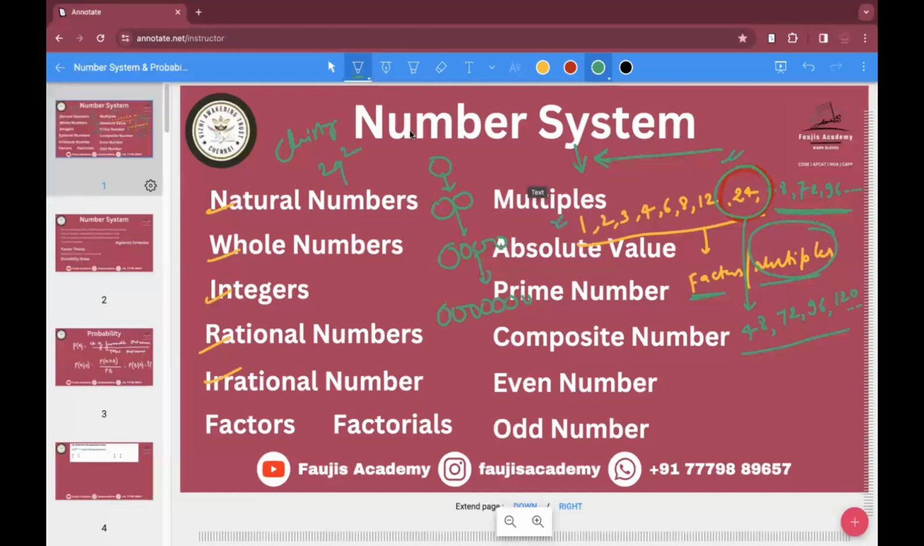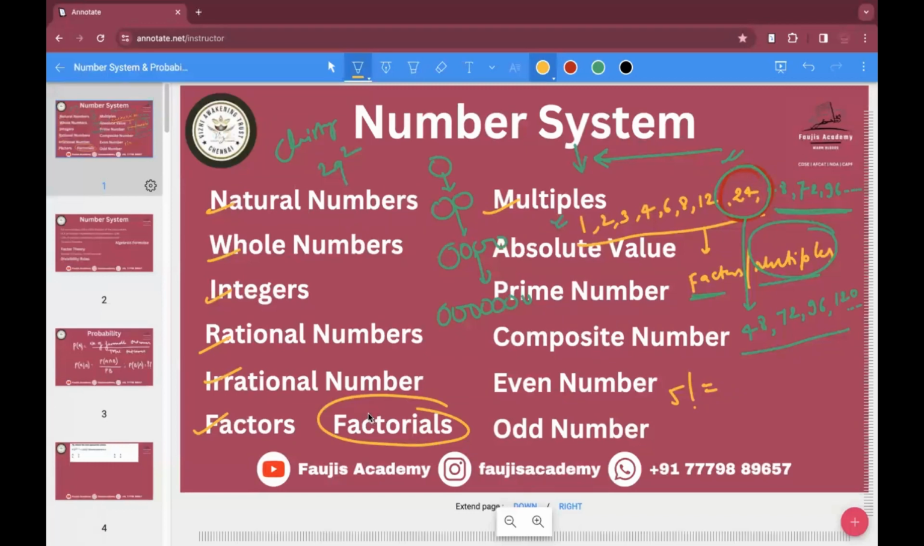So anybody who did not understand what factors and multiples are? Harishri, you sure you understand what are factors and multiples? Yes, sir. Shall we move? Okay, then you tell me what are factorials. If I have to write 5 factorial, it is represented like this, with an exclamation mark. What do we mean by this?